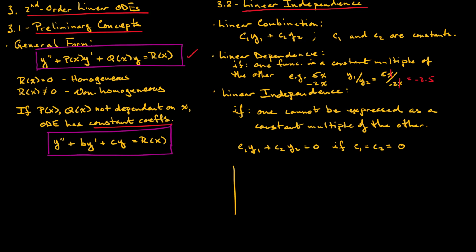Let's think of this geometrically. So let's say we want to describe a point in the xy plane. How would we do that? Well, what we could do is describe it in terms of its x and y coordinates. So we might have an x vector and a y vector like this.